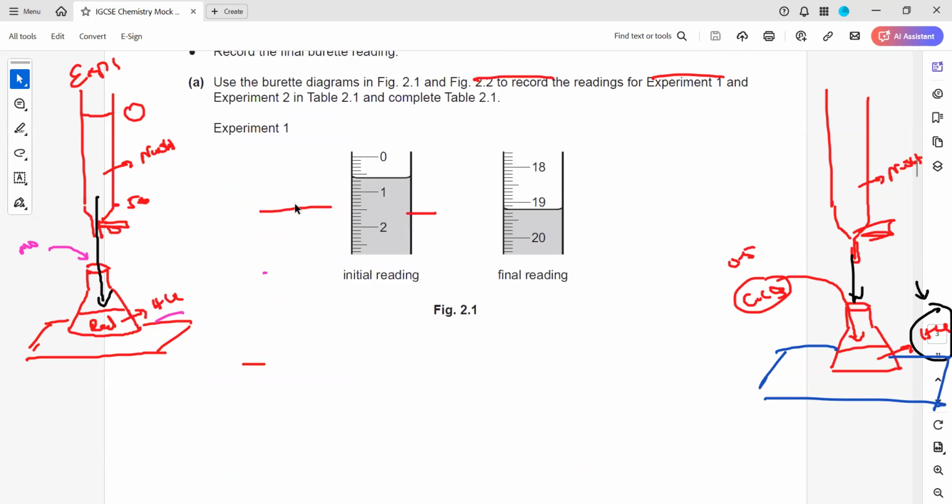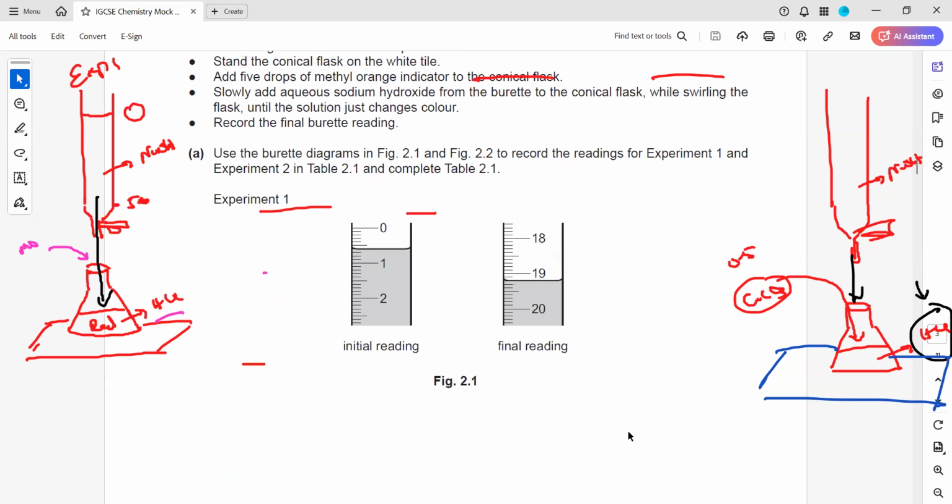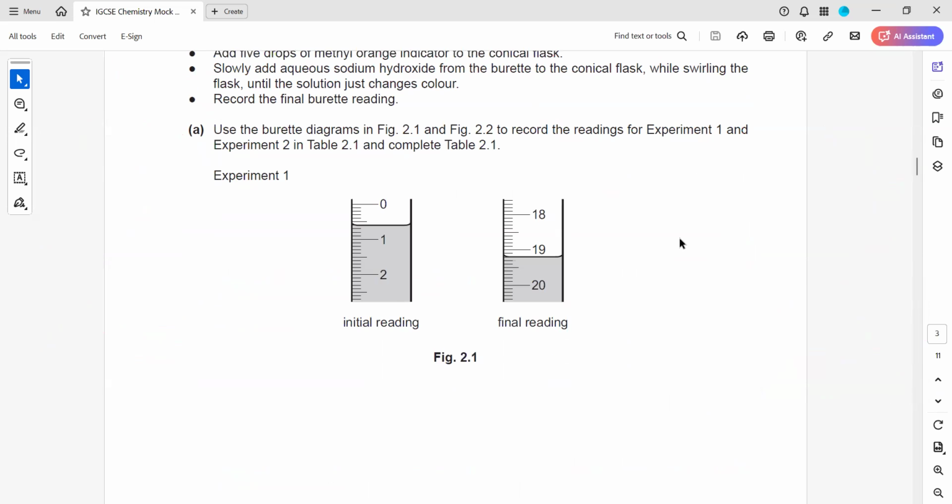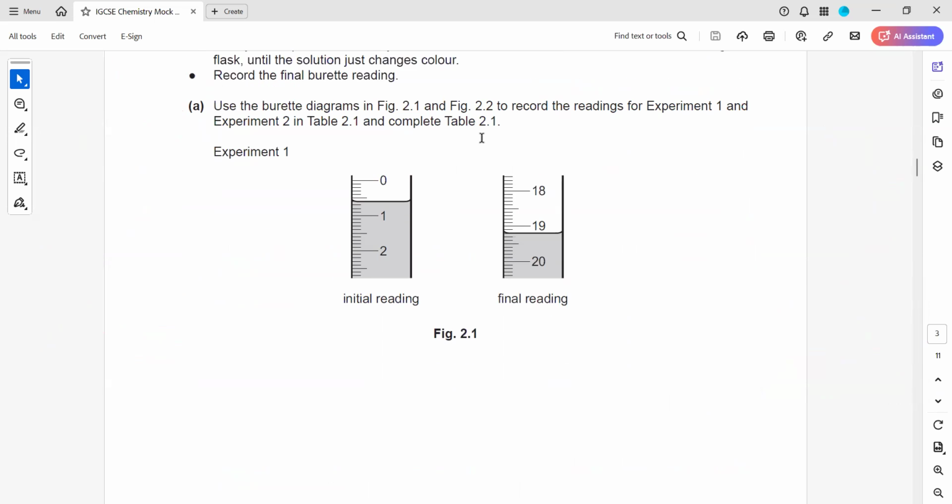Then we have the burette readings. Use the burette diagram figure 2.1 and 2.2. Record in experiment 1 and 2. So what is the initial burette reading? As you can see, the burette 0 is always on the top. 0.6. And what is the final? 19.2. And what is the change? The difference? 18.6. Okay. So 18.6 is the difference in the burette reading.